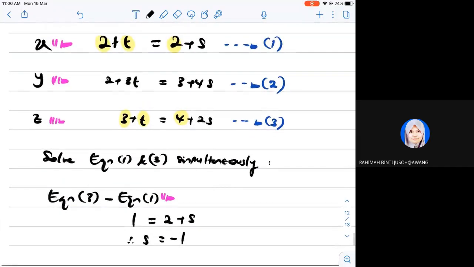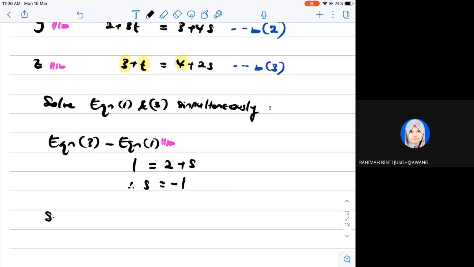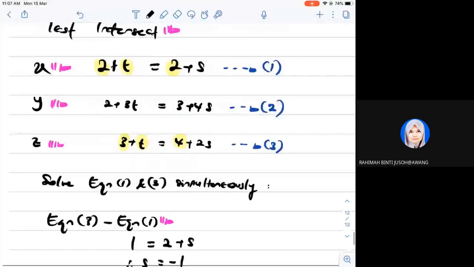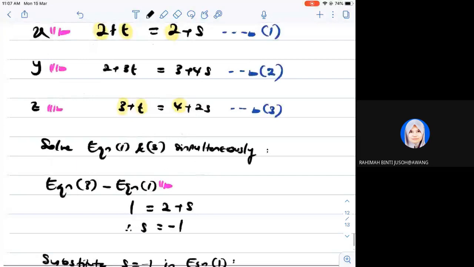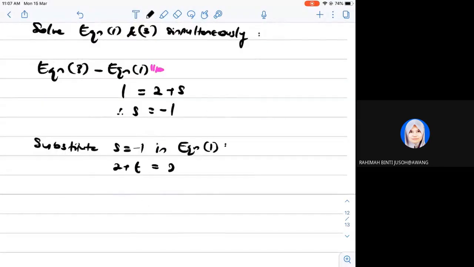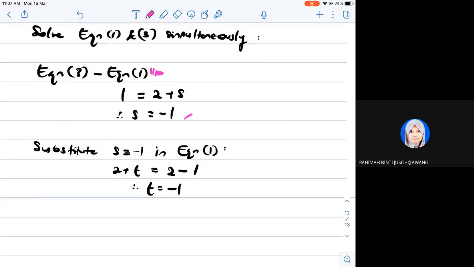Okay, now substitute in either one lah, equation 1 ataupun 3 tadi tu. So, let's say kita substitute dalam equation 1. S equals to negative 1 in equation 1. Sebab simultaneous equation kan. So, kita akan dapat 2 plus T equals to 2 plus S. So 2 plus S is 2 minus 1. You all akan dapat T equals to negative 1, isn't it? Sama lah. S equals to negative 1 kebetulan sama. Betul tak?